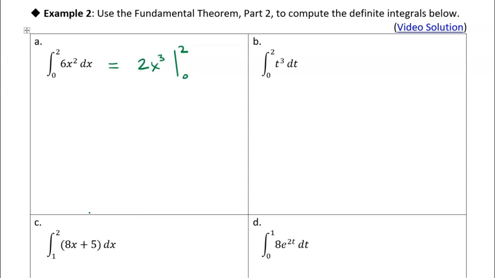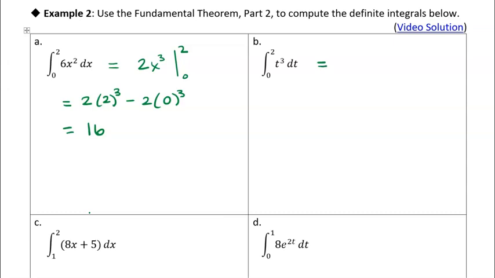All right, now I'm going to evaluate the antiderivative at 2 and then subtract the value at 0. So I'll have 2 times 2 cubed minus 2 times 0 cubed. Now, of course, 2 cubed is 8, and then I take that times 2, I'll get 16. And of course, 0 cubed is 0. Anything times 0 is 0. So my answer is 16. All right, let's try the next one.